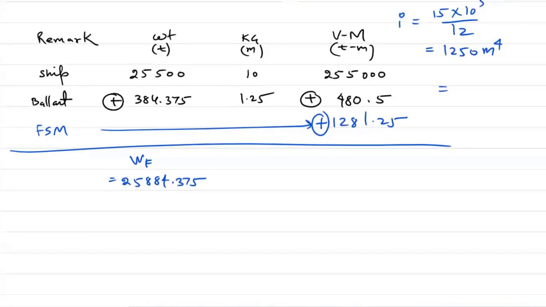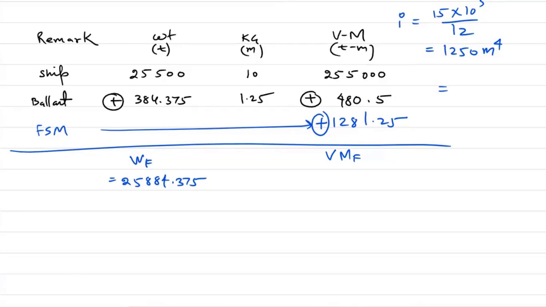All right. So, what is the final vertical moment? The final 25500 plus 480.5 plus 1281.25. 256,761.75. No, you are making a mistake, or I am making a mistake.